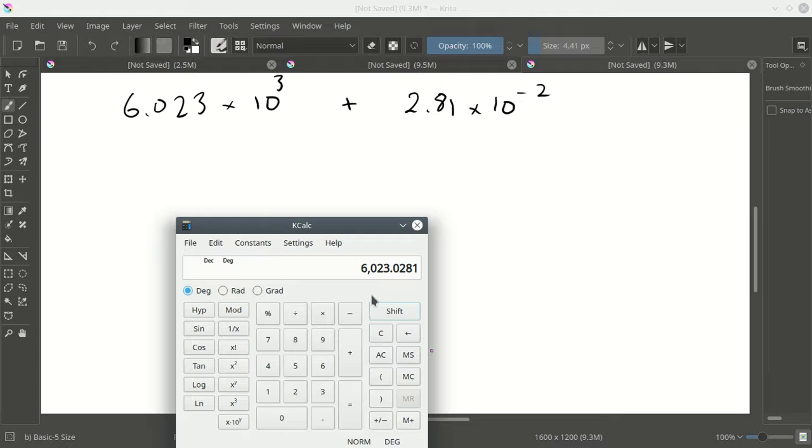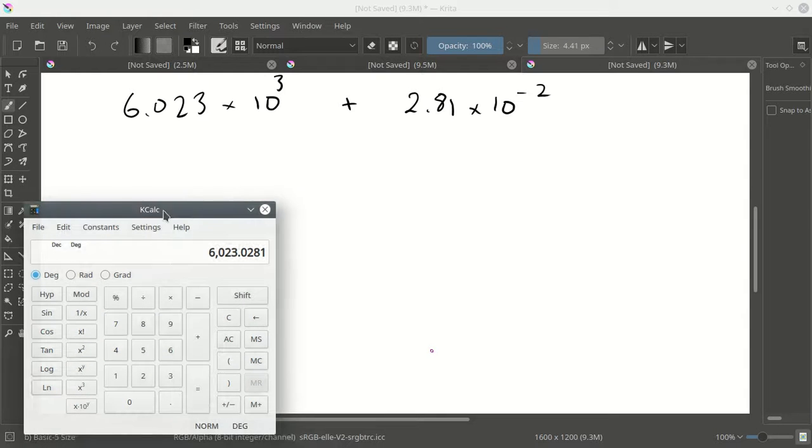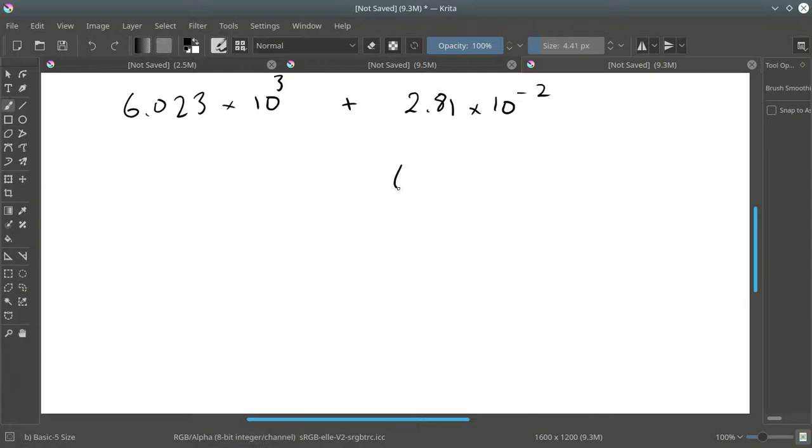See this answer here? 6,023? I have no idea what's significant here and what's not. So to make this easy for me to see, this is what I do. I write the number out in normal notation.